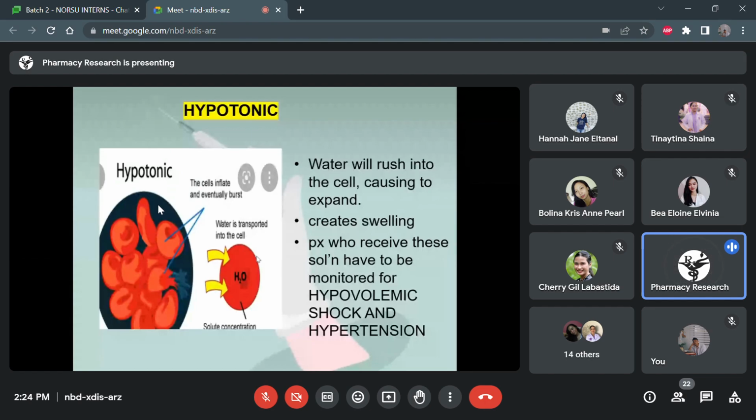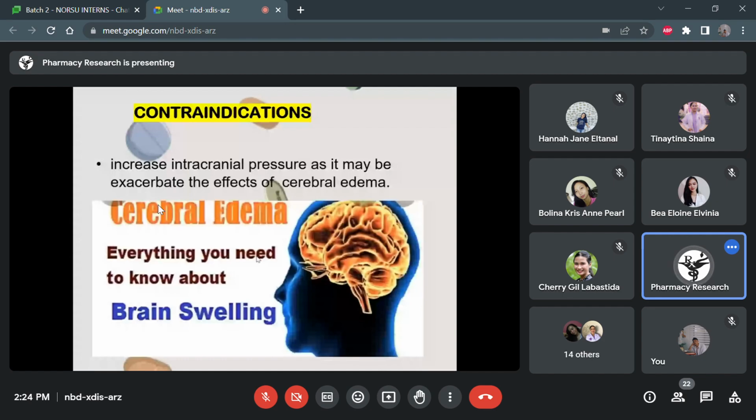So hypotonic solutions are contraindicated in patients with increased ICP, or intracranial pressure, because they can exacerbate the effects of cerebral edema. During cerebral edema, guys, your ICP increases. Your brain is swelling. So hypotonic cannot be used because it will swell even more. It may exacerbate the effects of cerebral edema, so it cannot be used in patients with cerebral edema.